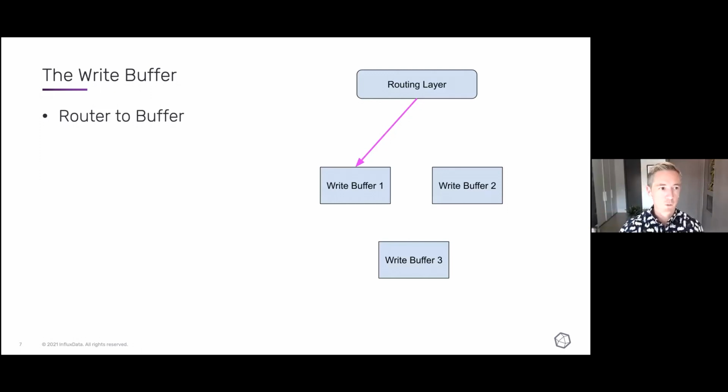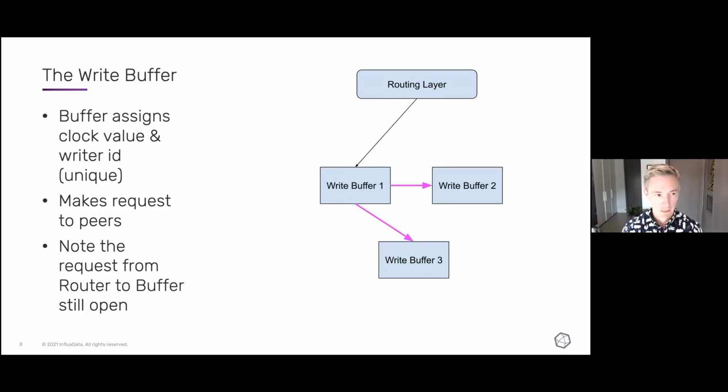So first we have the router, a write request comes in, and in this case we're just looking at a single shard, right? So the idea is we have 3 WriteBuffer servers for one shard. So it's going to send it to WriteBuffer 1. WriteBuffer 1, when it receives the request, assigns a clock value to that entry and a writer ID.